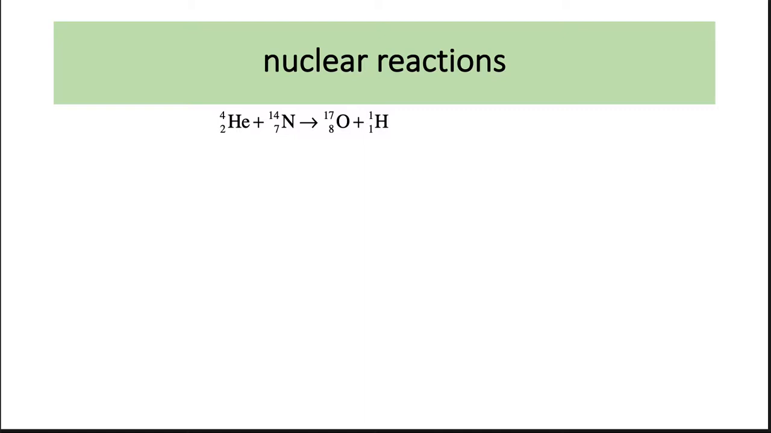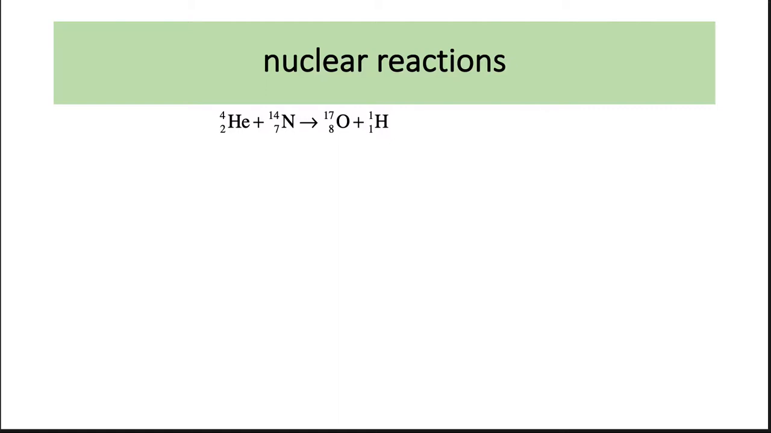Let's talk a little bit more generally now about nuclear reactions. Here's an example. Here's a nuclear reaction where helium-4 can combine with nitrogen-14, and then they change into oxygen-17 and regular hydrogen. So two nuclei in and two nuclei out. We've talked about nuclear reactions a little bit so far, right?